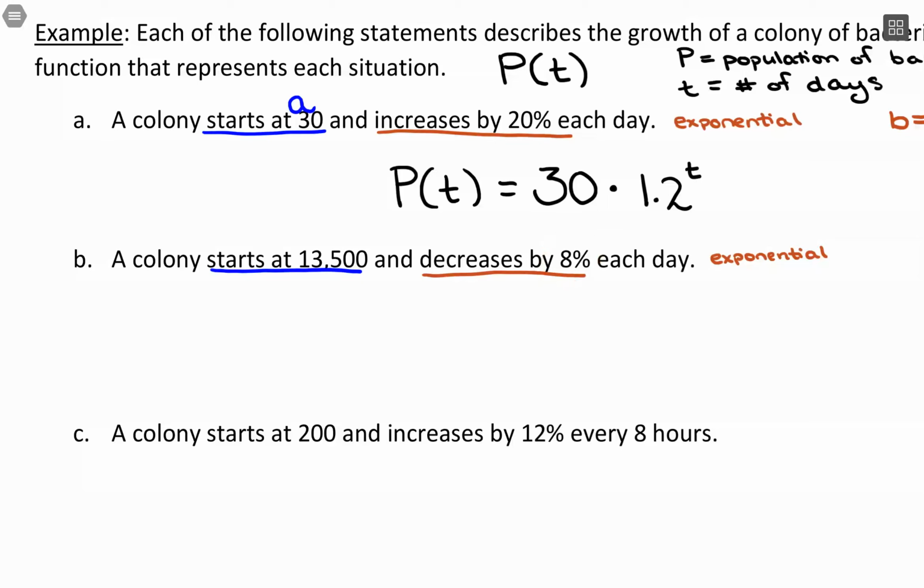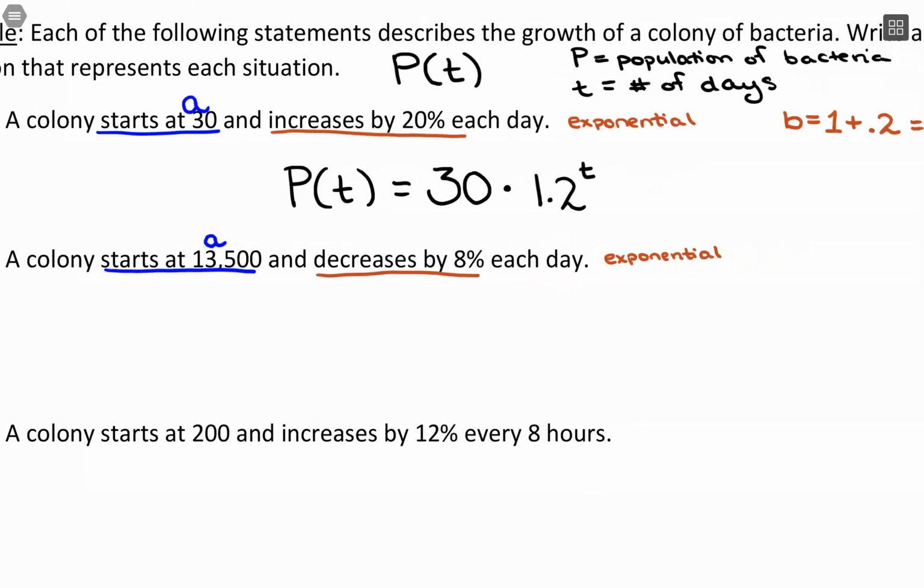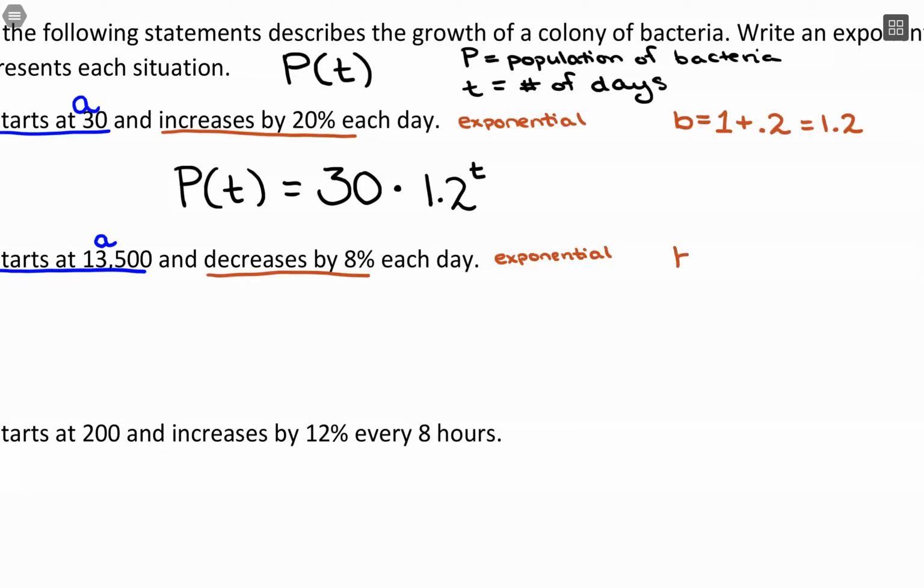All right, so starting at 13,500, that'll be our value for A, decreases by 8%. So for our growth factor, we're going to take 1. It's decreasing, so this will be negative. And then 8% is 0.08. And that should be 0.92. So the idea being that we're taking 92% of our population each time.